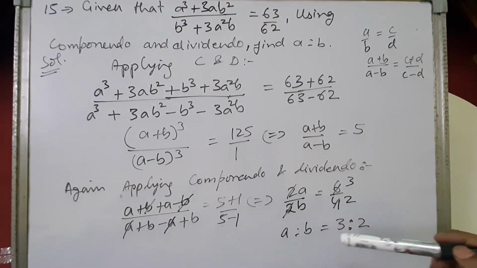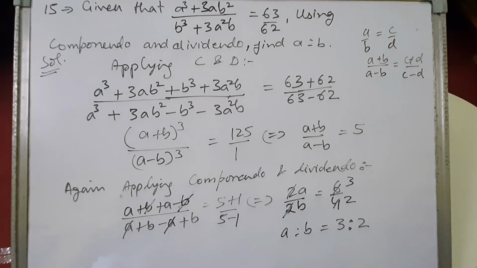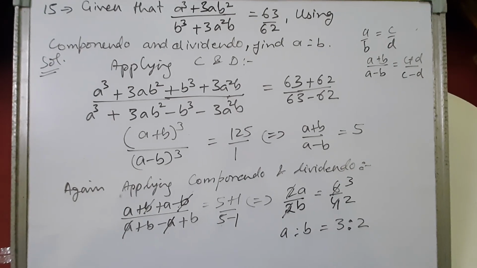2 3 is 6, 2 4 is 8... rather, 2 3 is 6, 2 2 is 4. And in 2A upon 2B, the 2 will get cancelled. So from here we can say that the value of A is to B will be 3:2. Alright children. Do copy.